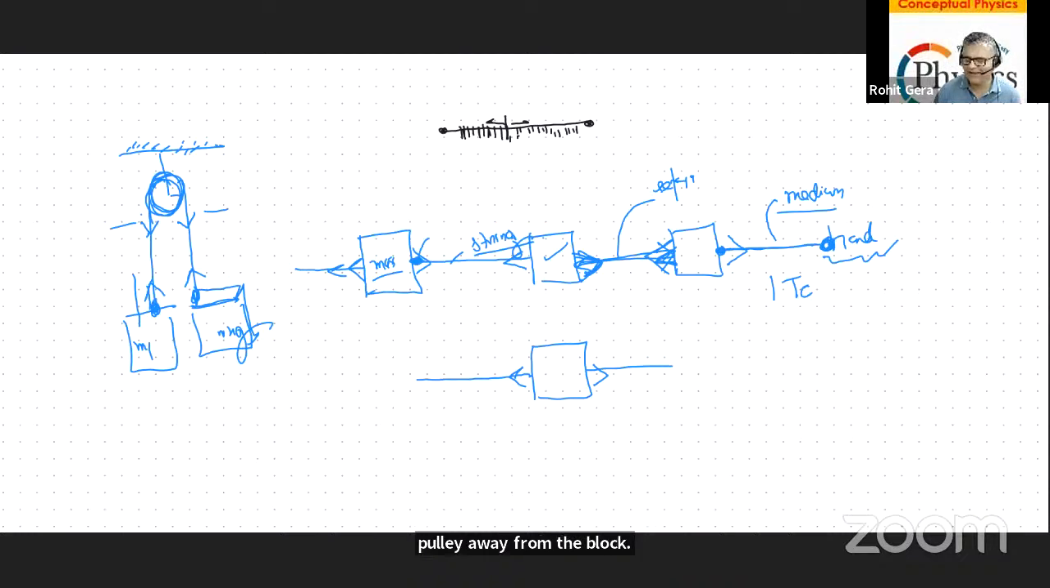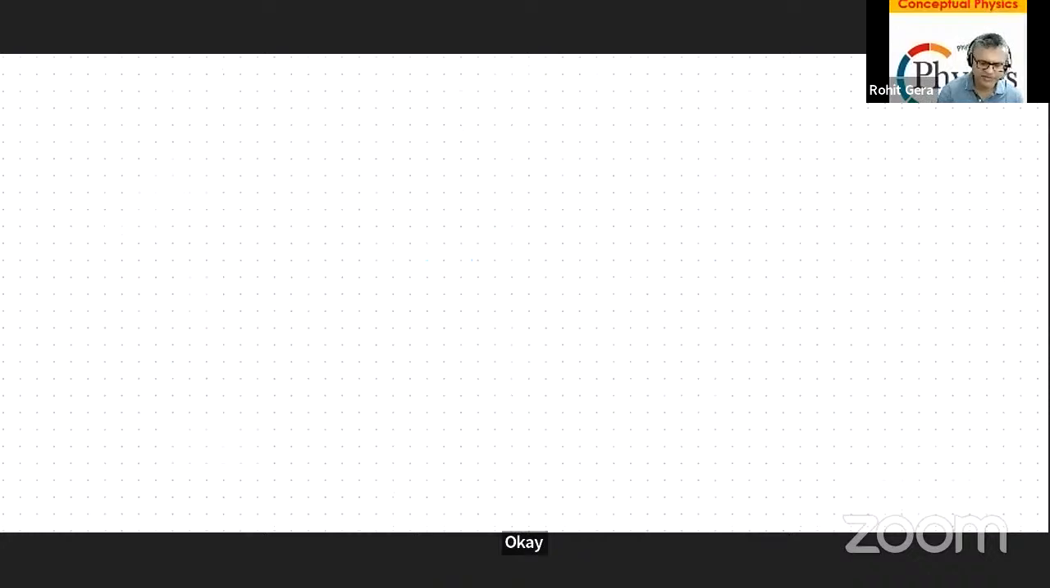Single string, single tension, never changes. Let's see a simple situation, which is the horizontal masses. In theory this is how it looks. How does it look in reality? This is your two-string system, and I'm applying a force of 5 newtons.